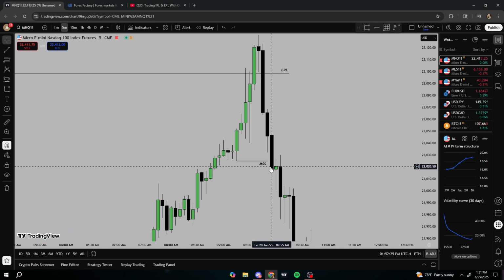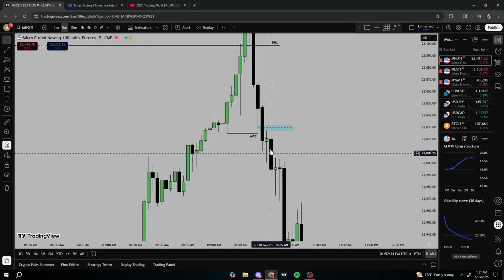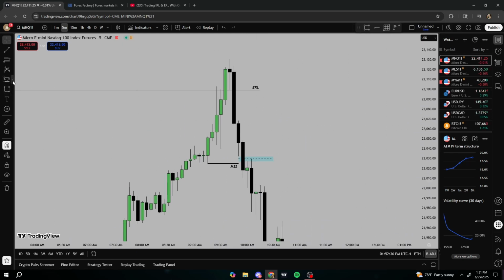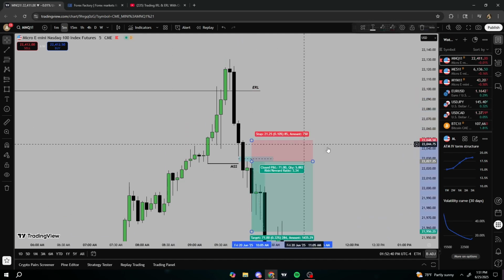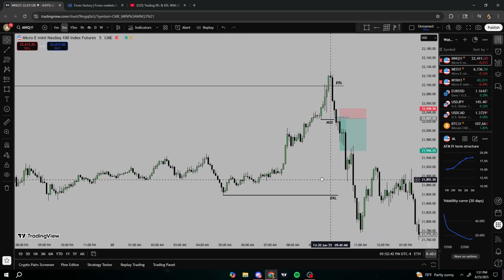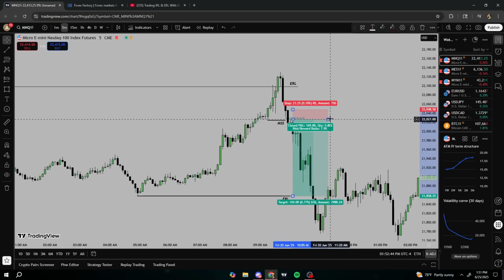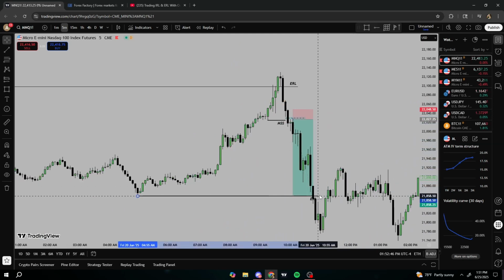After the market structure shift is made, we pull back into this fair value gap. So you want the market structure shift, then a pull back into a fair value gap. You enter off this fair value gap, right? Stop right above the high, a safe stop, and you're targeting the next higher time frame external range liquidity. Boom, right there, and it's that simple.